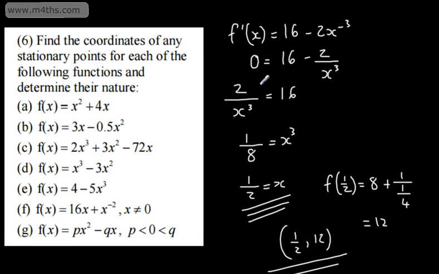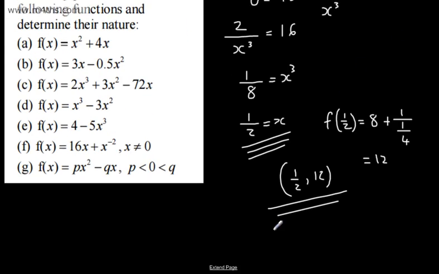So we've got an expression for f dashed of x. What we need is f double dashed of x. Now, let's just write it down here. So what we've got then is f dashed of x is going to be equal to 16 minus 2x to the negative 3. So if we do f double dashed of x, for 16 it will be 0. That's going to give us now plus 6x to the power of negative 4.